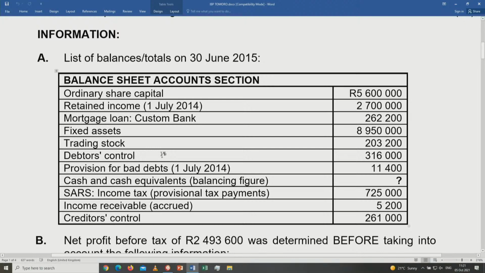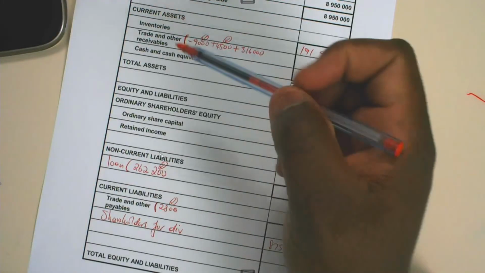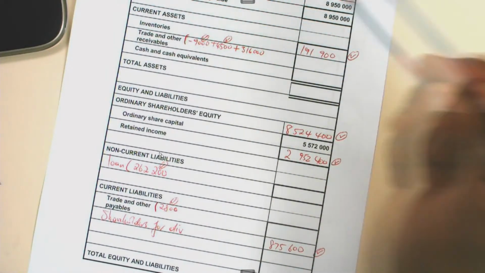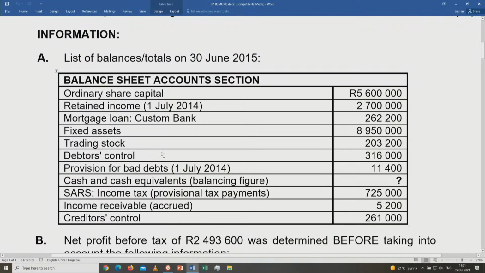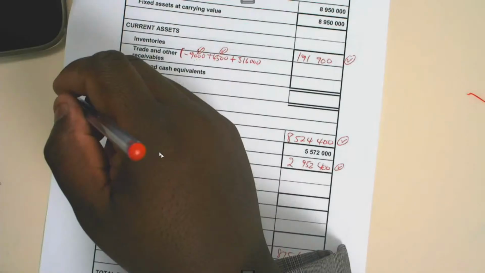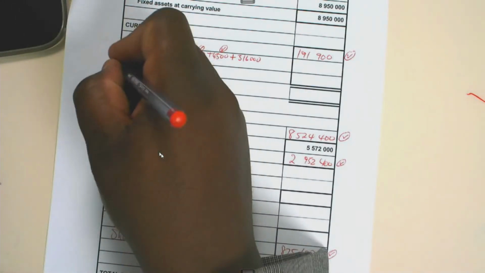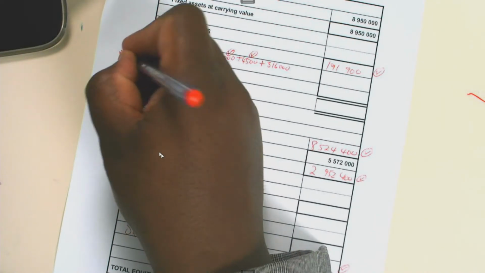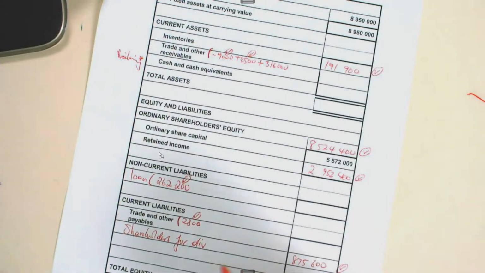And then we go back, and it's provision for bad debts. Remember, we took adjustment one, and then we have subtracted. We have recorded that as negative here because provision for bad debts decreases our debtors control. And then it's cash and cash equivalents. It is a balancing figure. You can just say here asterisk, and then it is a balancing figure. Remember that one.